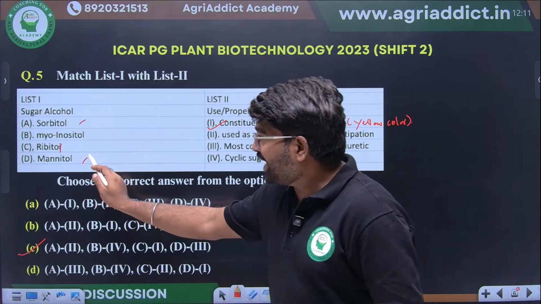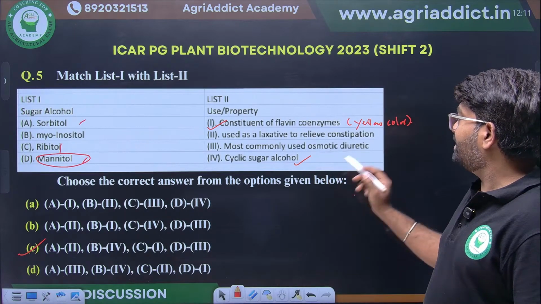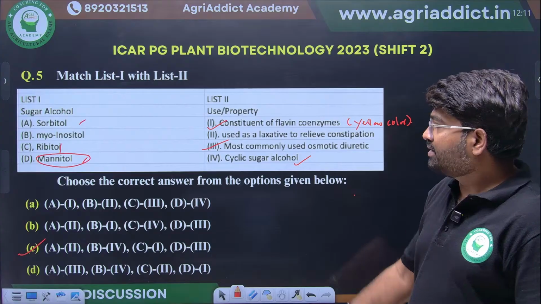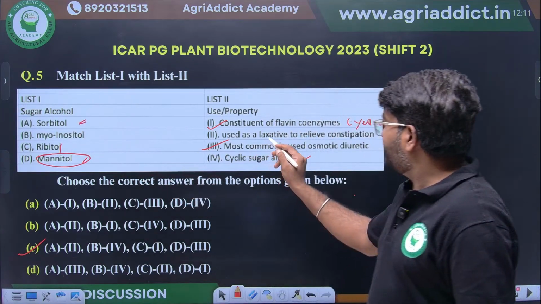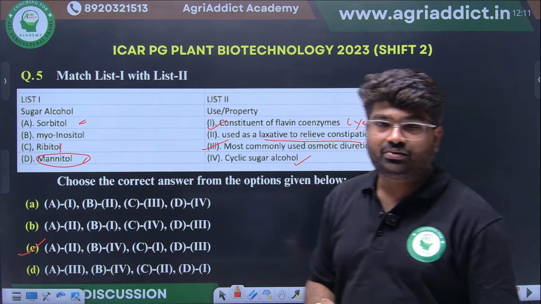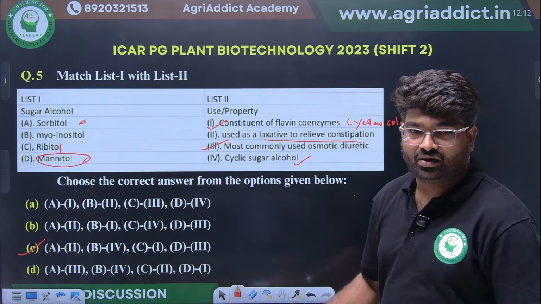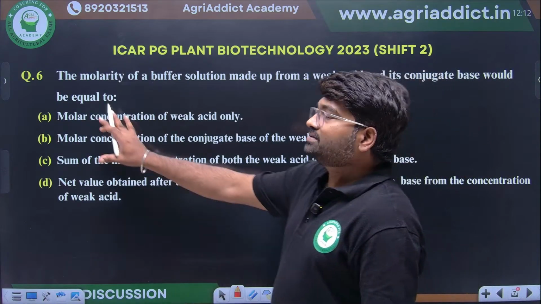Sorbitol and mannitol. Mannitol is regularly used. It is the most common osmotic diuretic. This we also know. Then sorbitol will act as a laxative to relieve constipation. So 2413 is the right option. Yes, very good. Next, conceptual only.